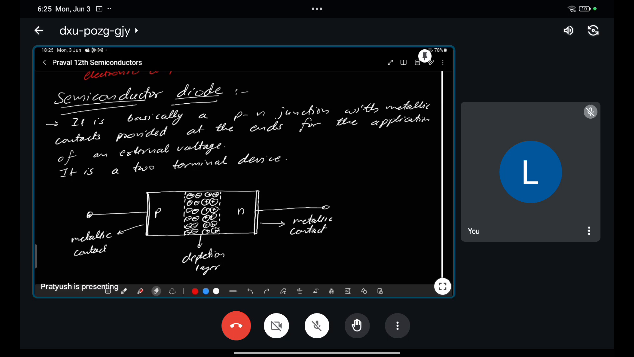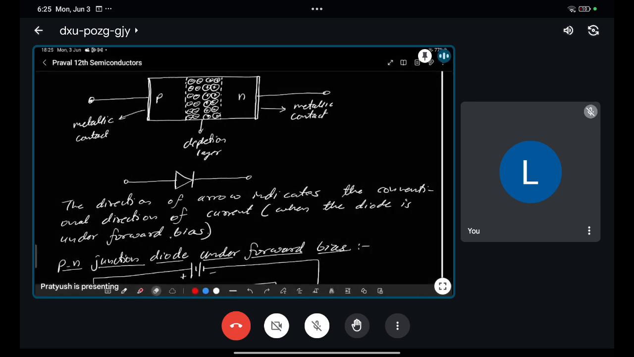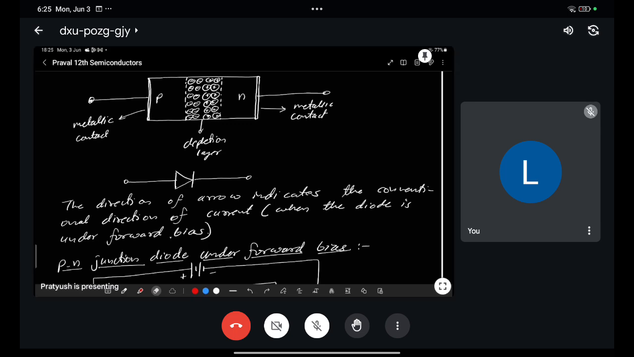Now, this semiconductor diode is also depicted as this, the general sign for diode for drawing in the circuits. Okay. Take it down.